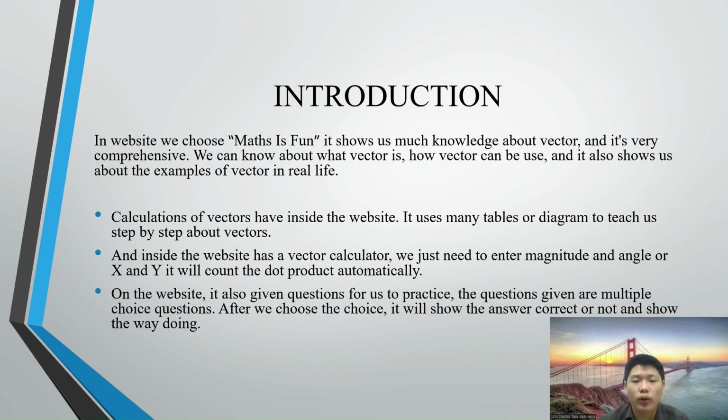We just need to enter magnitude and angle, or x and y. It will calculate the dot product. On the website, it also gives questions for us to practice. The questions given are MCQ questions. After we choose the choice, it will show whether the answer is correct or not, and show the steps to do it.